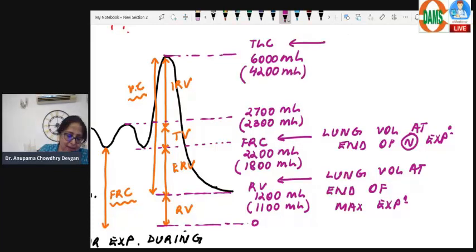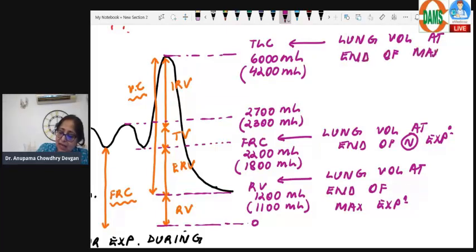What is this total lung capacity? This is the lung volume at the end of a maximum inspiration. You're forcefully inspiring, you're increasing the volume of the lungs, and at the end of a forceful inspiration, your lung volume will be total lung capacity. From a maximum inspiration, if I ask you to breathe out forcefully, you will breathe out your vital capacity.